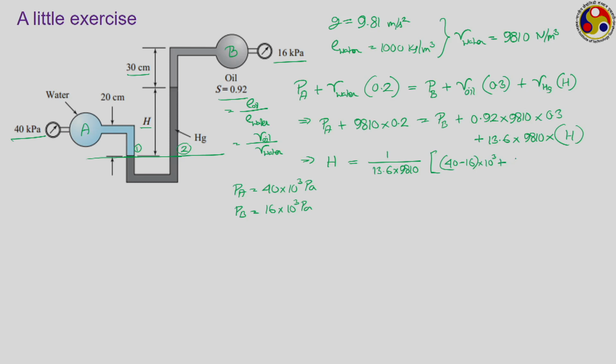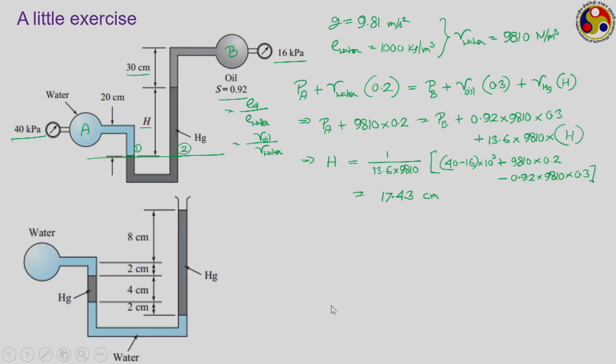minus 9810 into 0.2 minus 0.92 into 9810 into 0.3. If we do the calculation, then I have pre-calculated the final value, the result will be 17.43 centimeter in this case. So, I will urge you to do the calculation and check whether your result is matching with this. So, this is a simple manometer, a U-tube manometer with both sides connected to two different pressure locations or two different pressure vessels, and we are calculating the height of the manometric fluid column in this.